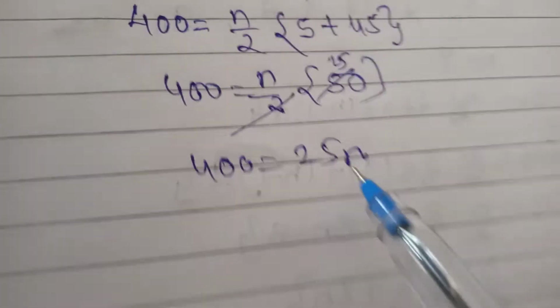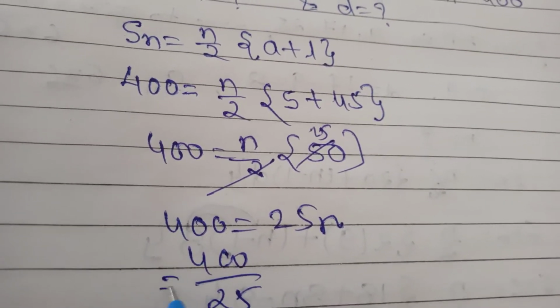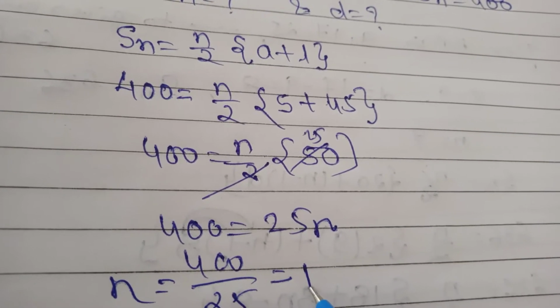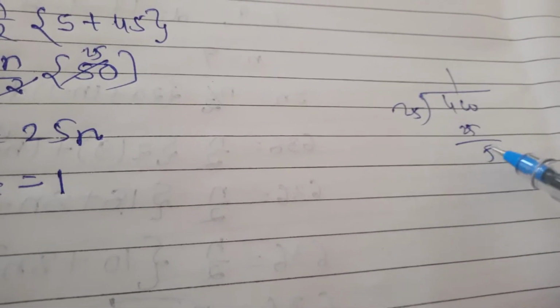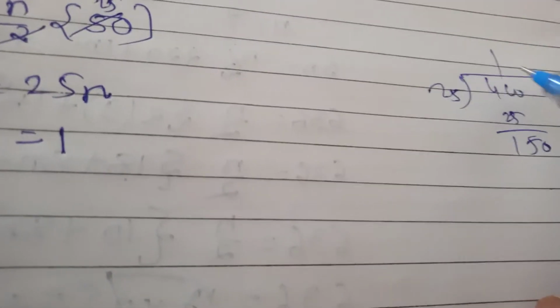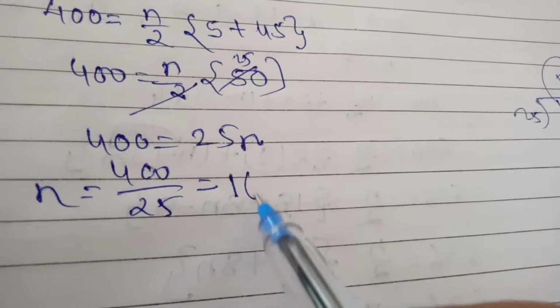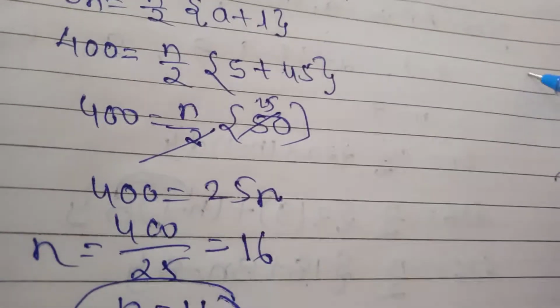So what is the value of n now? 400 upon 25. Just divide here, 400 divided by 25. 25 ones are 25, and 6 times 25 is 150. So we got the value of n as 16. So it is our first answer, n is equal to 16.